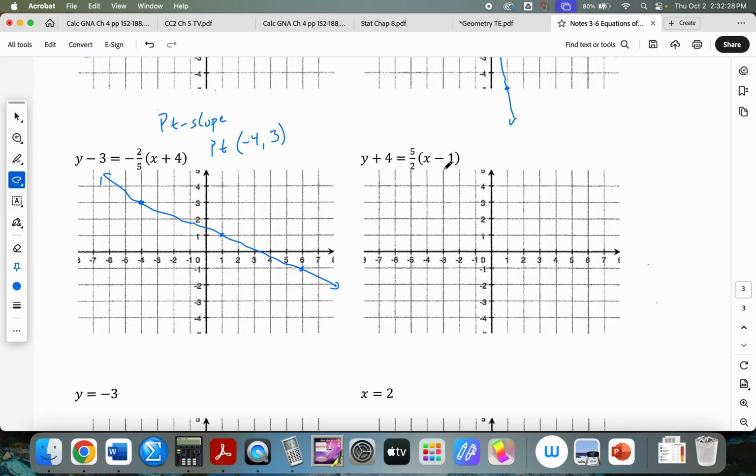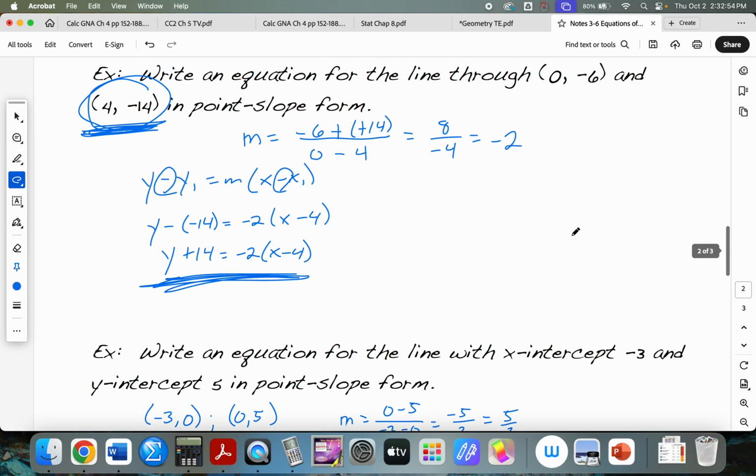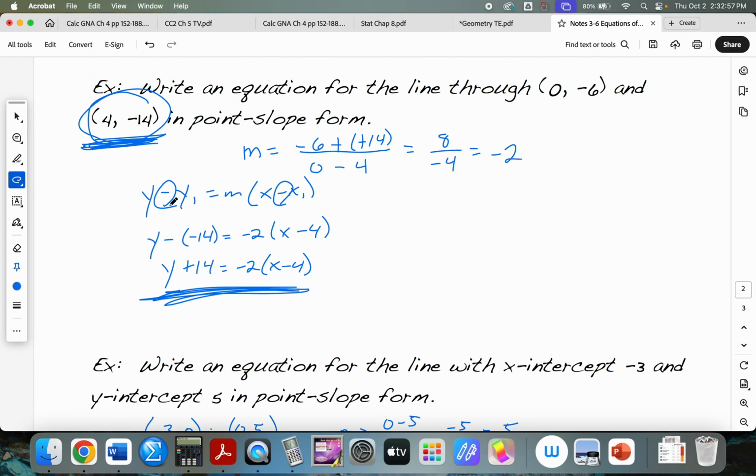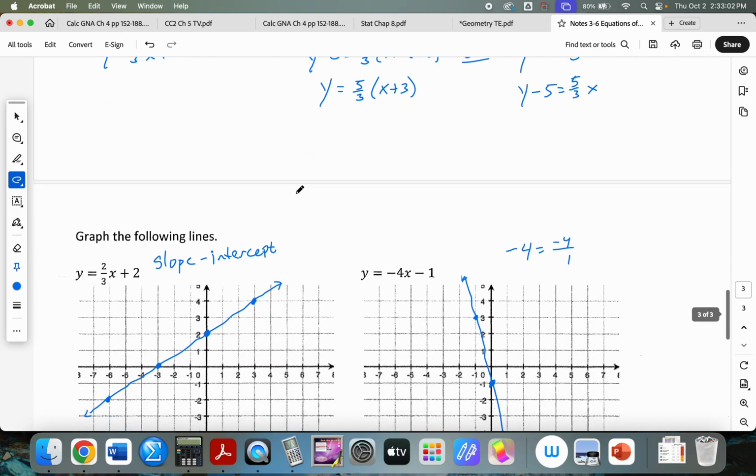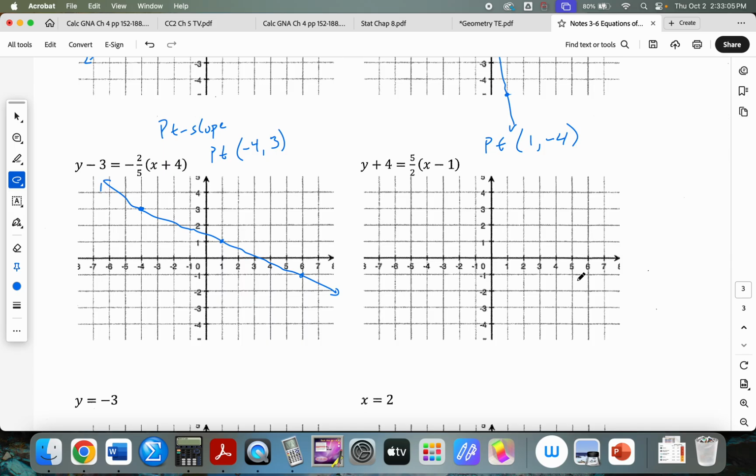All right, this is in point slope form. Next to the x, what do we see? -1. So my point, the x coordinate is going to be +1. And next to the y, what do we have? +4. So the y coordinate will be -4. Again, that's because in the point slope equation, there's a minus sign in front of these. It's always going to be the opposite. So this is going to go through the point 1, -4.